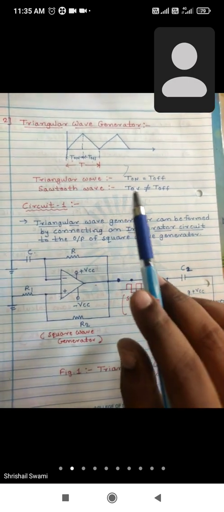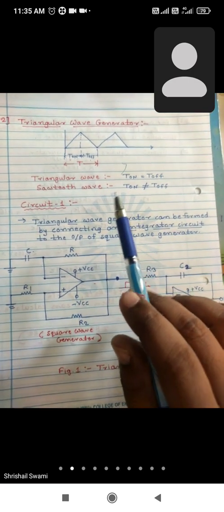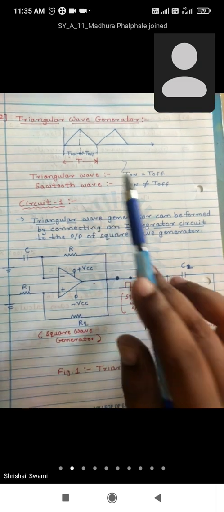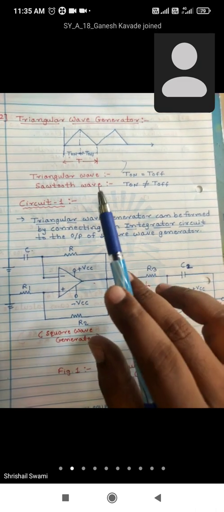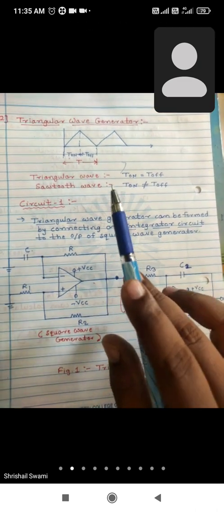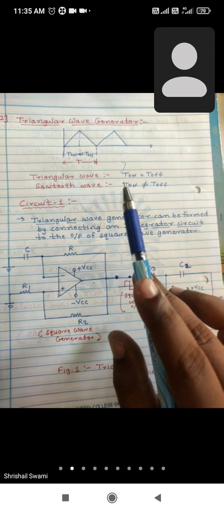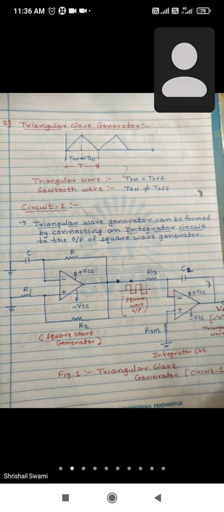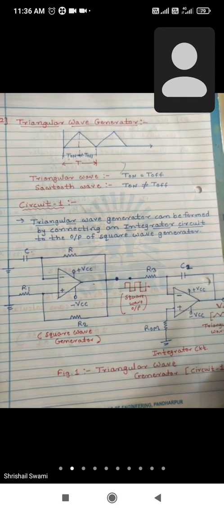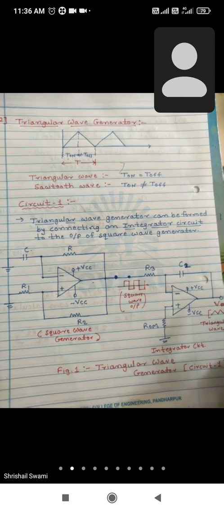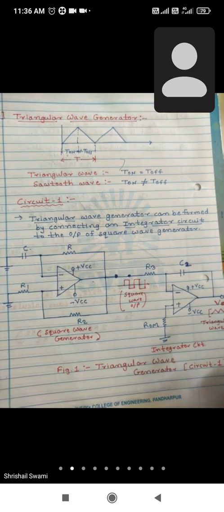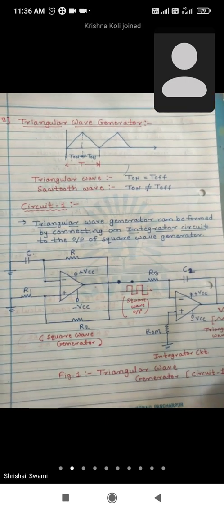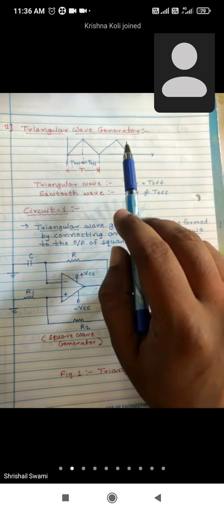In the previous lecture, we completed the square wave generator. We have seen the working and construction along with the waveform. We discussed the square wave generator and also solved two numerical examples based on its design. After that, we started the triangular wave generator.